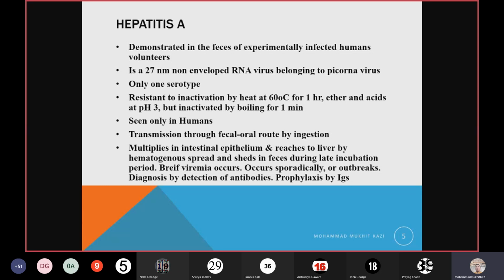And if you detect IgM, it means that it is a recent infection. Right now, the patient is suffering from the infection. Or if you detect IgG, it means that it was a past infection or a very past infection. Then prophylaxis by immunoglobulins. How do you prevent? There is no prevention actually. There is directly prophylactic treatment, that is therapeutic treatment, and that can be achieved by giving the ready-made immunoglobulins.